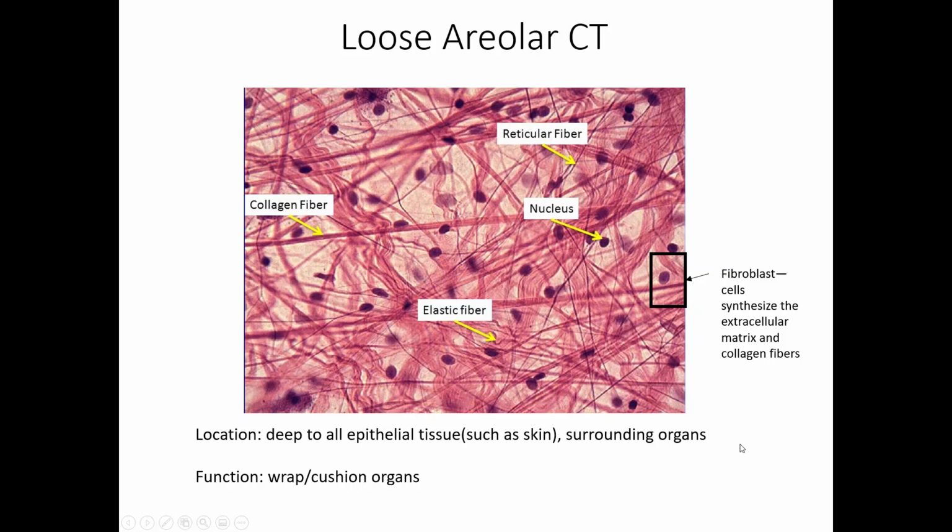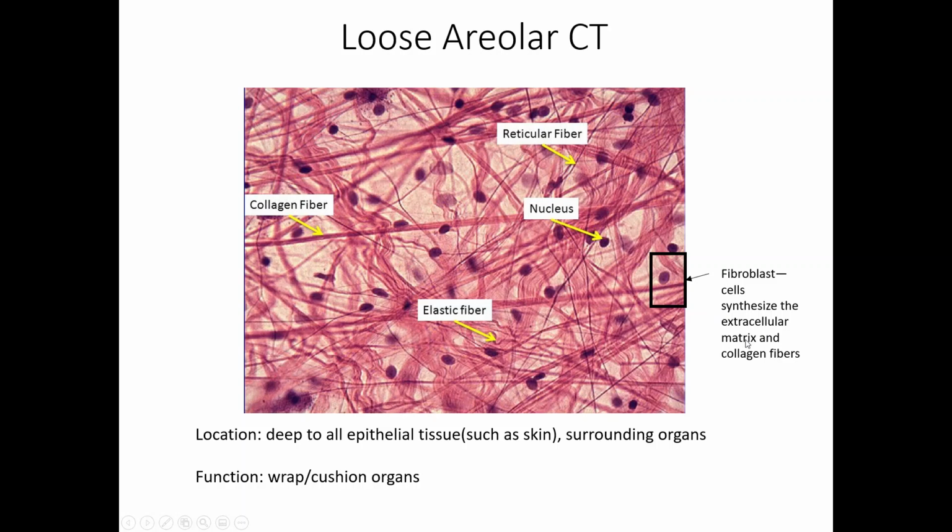So our first type of connective tissue, we have loose areolar connective tissue. I usually call this one spider webs. We've got bugs trapped in spider webs. So we do have all 3 of our fiber types. And then you can see the nucleus of a fibroblast here. I just mentioned the fibroblasts are what are going to make the collagen fibers.